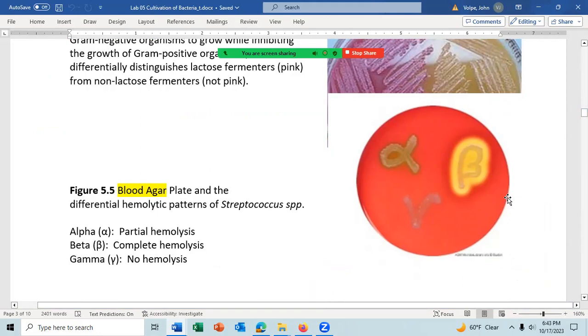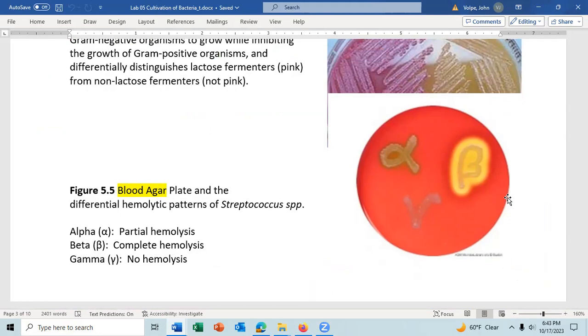Blood agar is both an enriched media, enriched general purpose media, as well as a differential media. It's enriched because a fastidious organism that requires additives will grow on blood agar, assuming the blood supplies the additives needed. Like Streptococcus pyogenes can grow on blood agar.